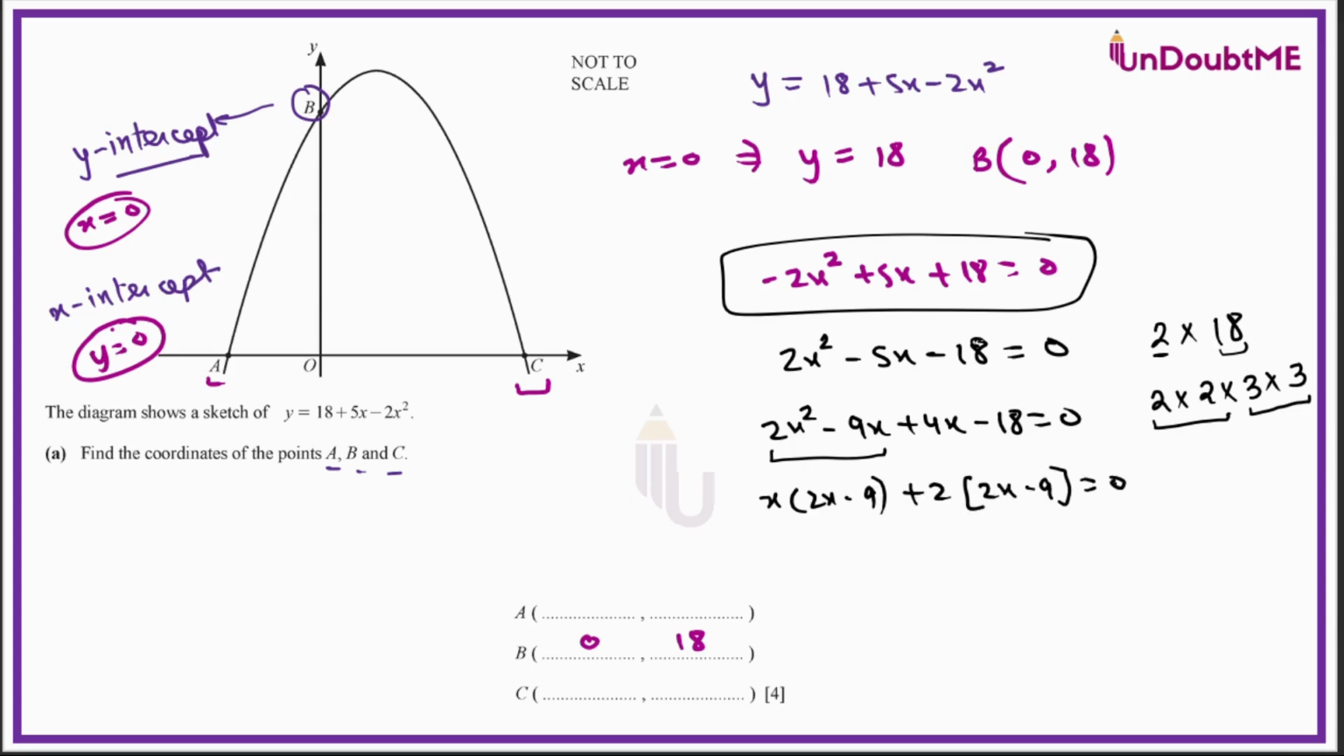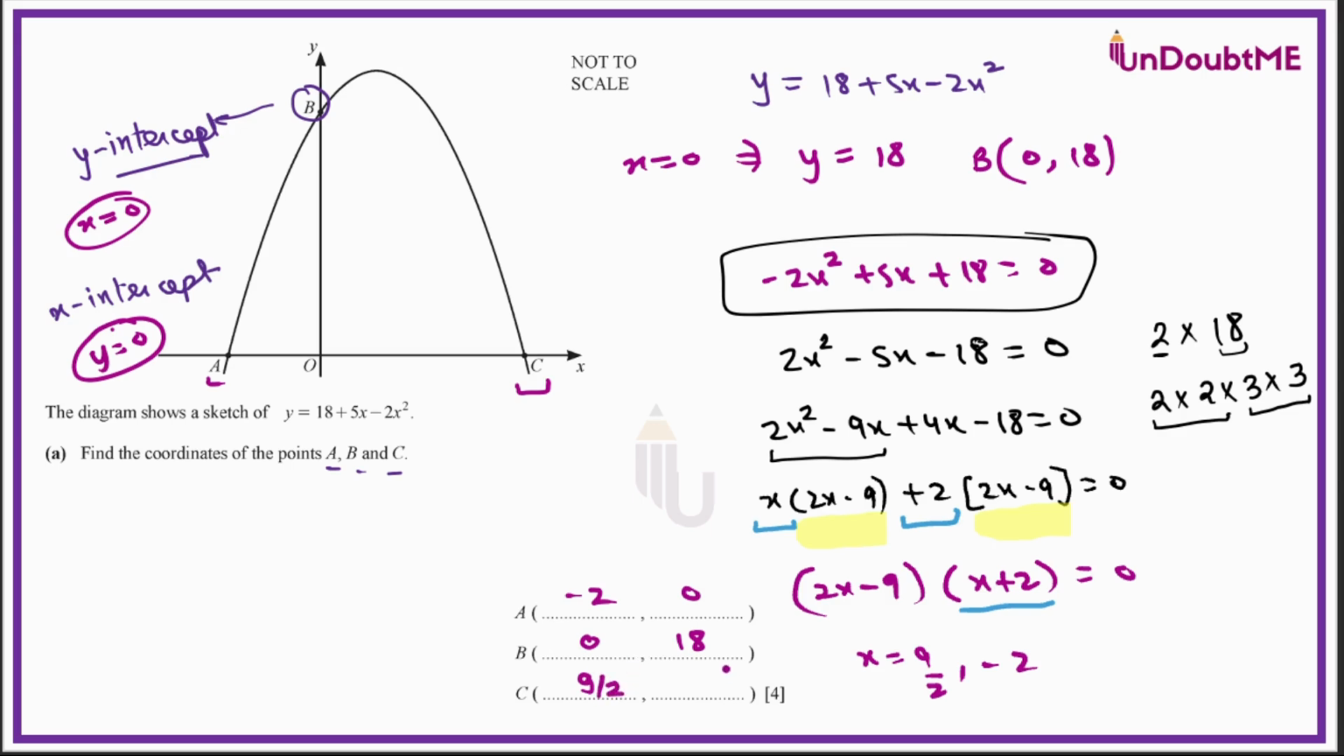Now over here this is a very crucial step. These two brackets should be same. If they are same we are going good. So 2x minus 9 is a common bracket and x plus 2 is a leftover. Leftover is this x and plus 2. That is what I have written over here. So from here when we will solve, we will get the value of x as 9 by 2 or negative 2. As per the location, it is quite evident that A will be the negative one. So minus 2 comma 0 is A, and C will be the positive one. So it will be 9 by 2 or 4.5 comma 0. So this ends our first part of the question.